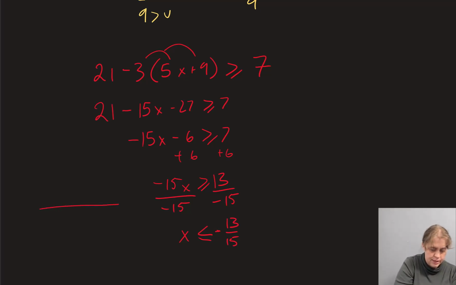So doing my number line, we have negative 13 over 15. I want x to be smaller than that, so we're going that way, and I'm going to fill in my circle because I've got extra bits. So those go into filling in the stuff and the things.